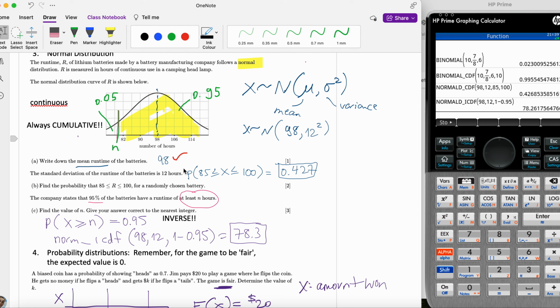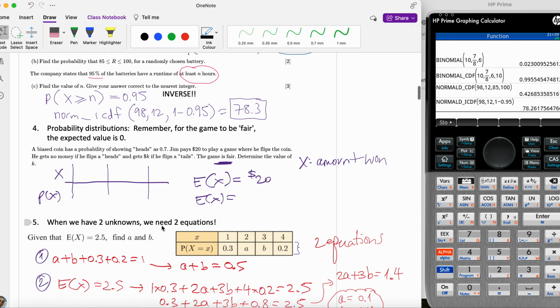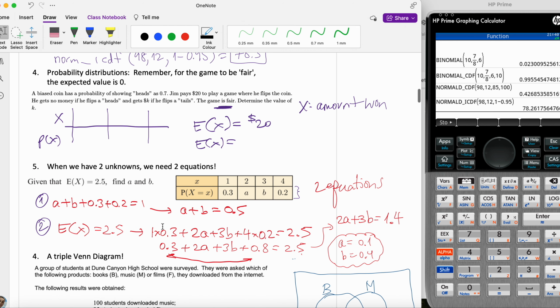So that's normal for you. Always cumulative, lower and upper bound, and then this stuff is the inverse. Okay, next stuff, a little bit tricky. That was the distributions.